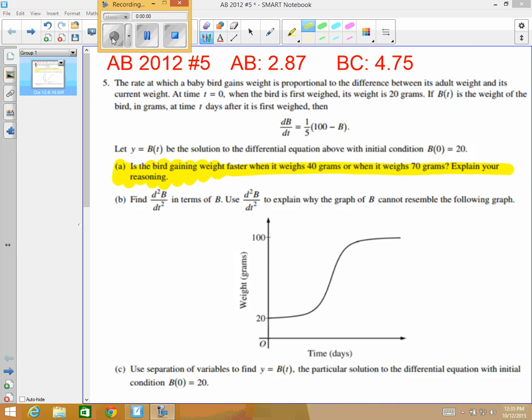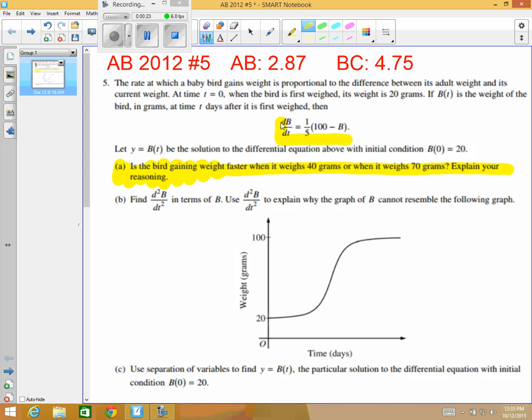AB 2012 number 5. As we can see here, this was one of the tougher questions, especially for AB. When they took it, they only got a 2.87 average. Part A is asking us, is the bird gaining weight faster when it weighs 40 grams or 70 grams? And we have to explain our answer.